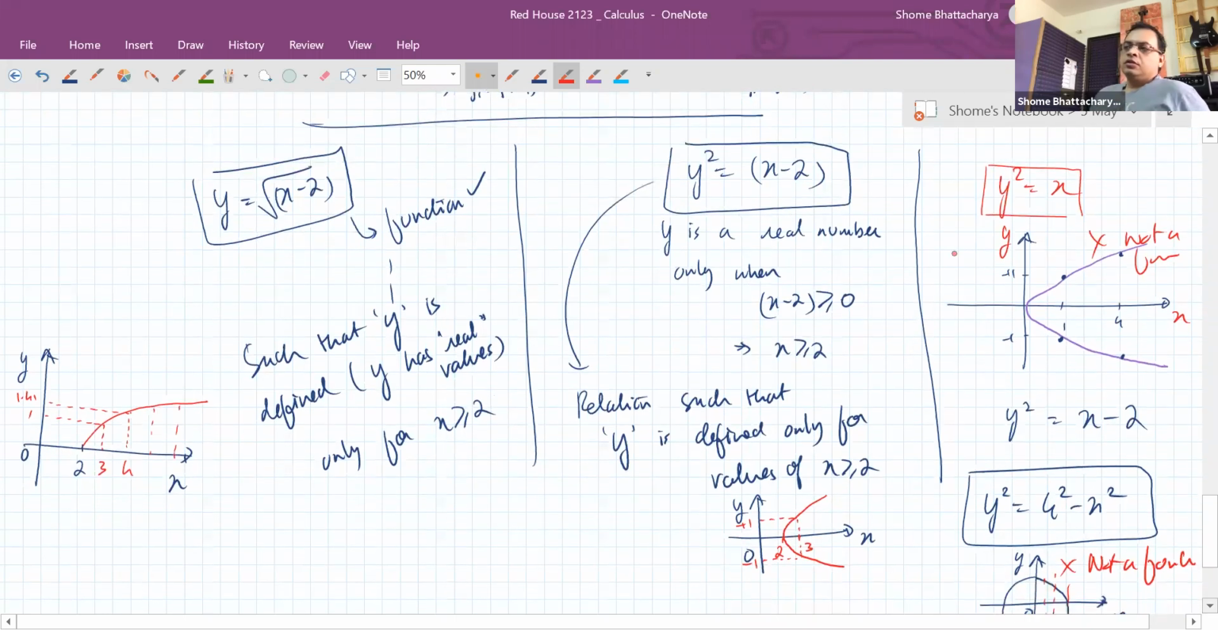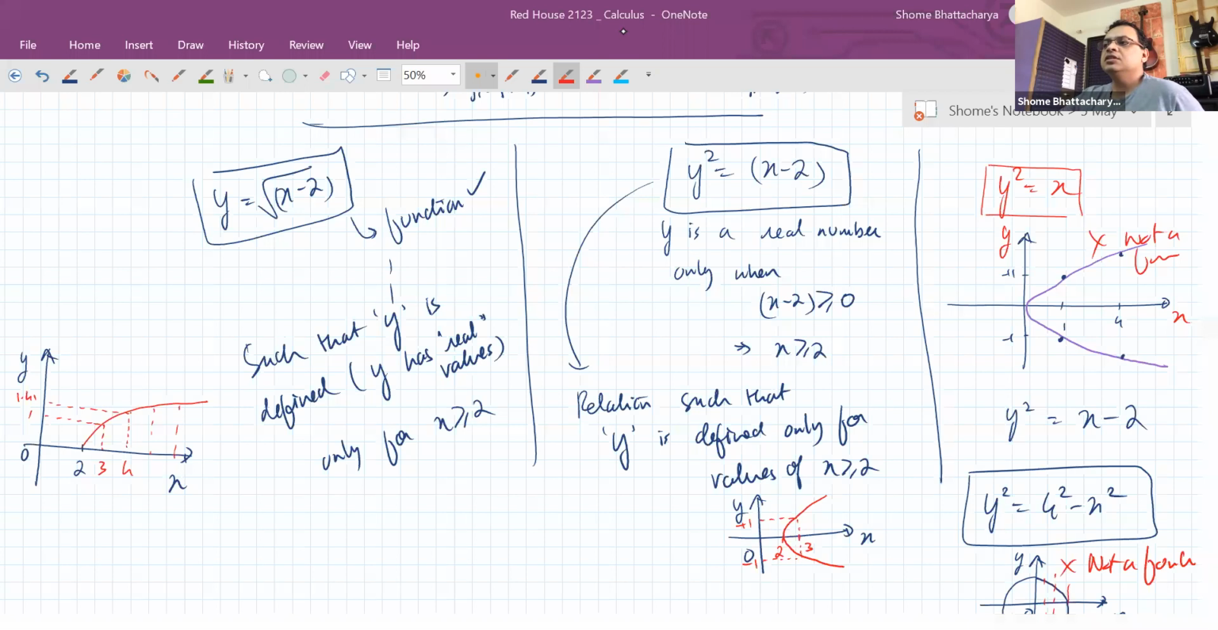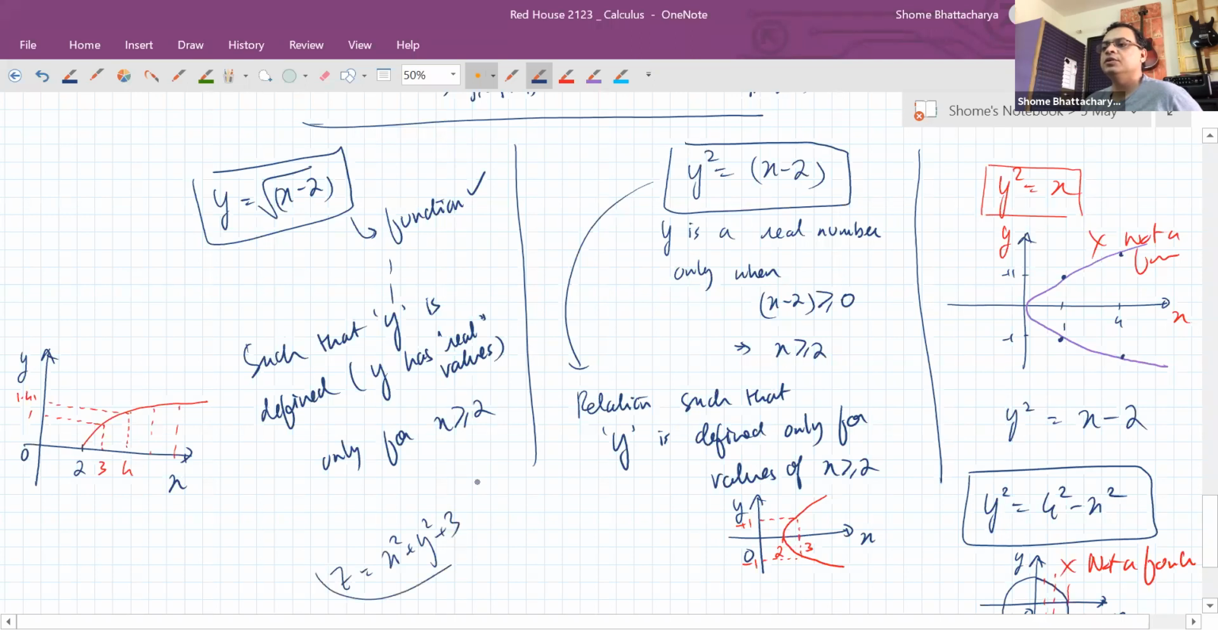Excuse me, sir. Yes. So what is the difference between a relationship and a function? See, a relationship is a superset. A function is a subset of relationships. A relationship is anything in maths. I can define a relationship between more than two variables also. I can say that z is equal to x square plus y square plus 3. This is also a relationship, but it's a relationship between x, y, and z. I can say z square is equal to x square plus y plus, let's say, 2x. This is also a relationship between x, y, and z.